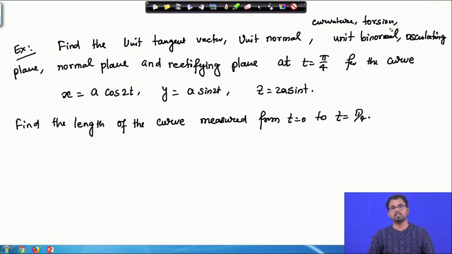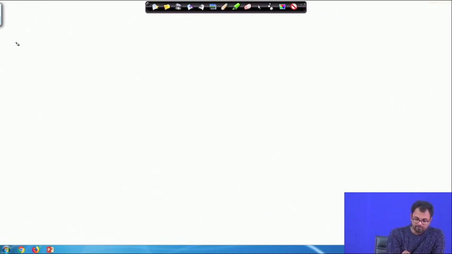Now, we will move on to our next aspect of vector calculus, which is the application of vector calculus in mechanics. That was one of the topics that I suggested in the syllabus. So, now we will start with that. Our next topic is application of vector calculus in mechanics.